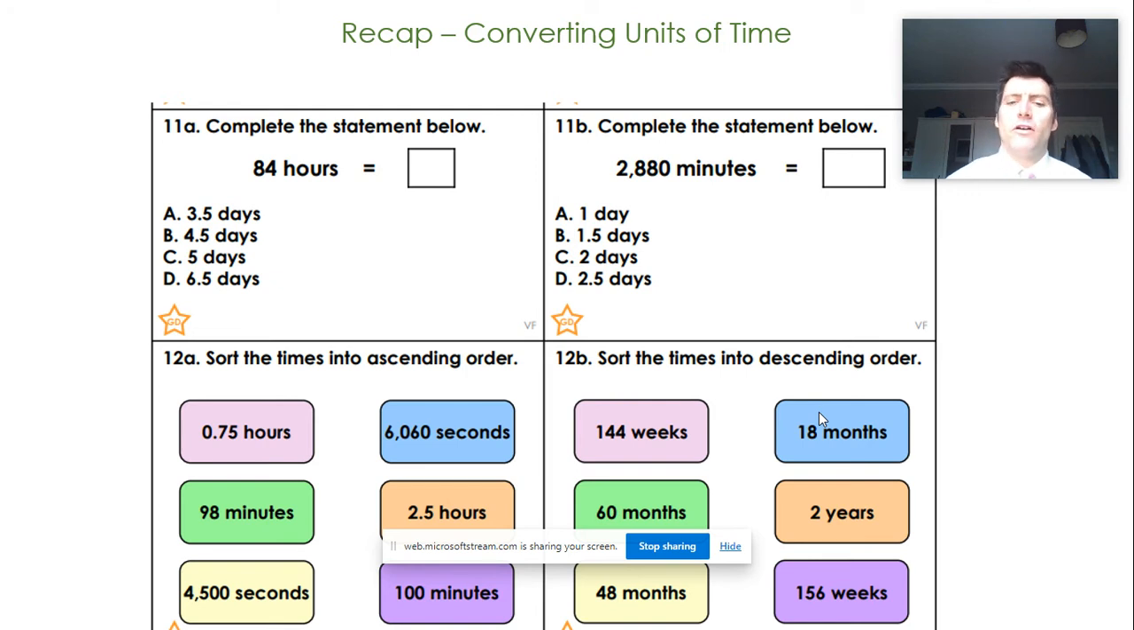Again, with the ascending for 12A and the descending for 12B, have a go at those. Pause whilst you work these through.